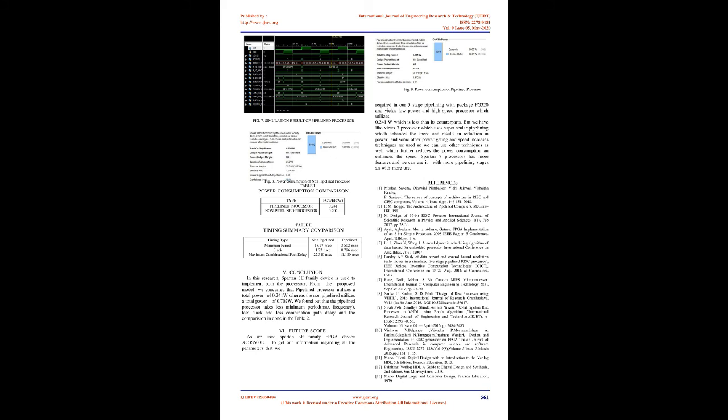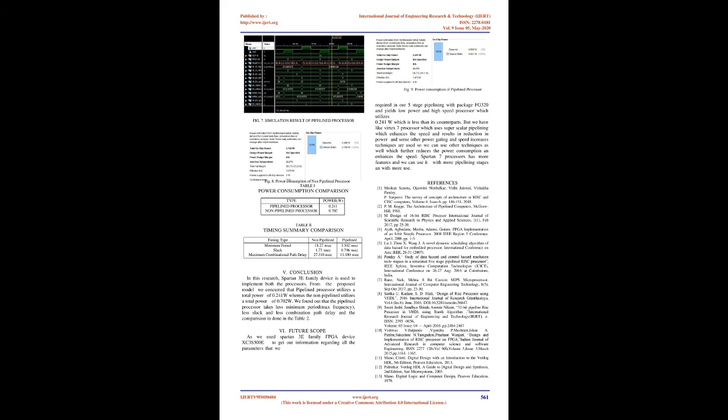6. Future scope. We used the Spartan 3E family FPGA device XC3S500E to get our information regarding all the parameters required in our 5-stage pipelining, with package FG320. Fig 9. Power consumption of pipelined processor. It yields a low power and high speed processor which utilizes 0.241 W, which is less than its counterparts.